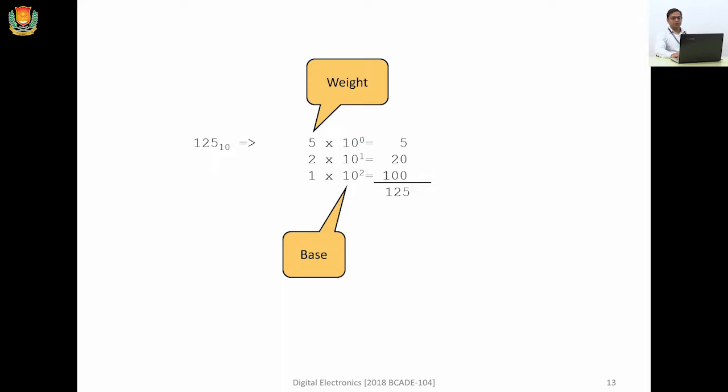What is the formula? Multiply each bit with its base value. The 5 you can see on screen is multiplied by 10 to the power 0, or in the formula, r to the power 0. Here r is considered as 10 because the number system is base 10. 5 into 10 to the power 0 is 5. 2 into 10 to the power 1 is 20. 1 into 10 to the power 2 is 100. The addition of these numbers is 125.